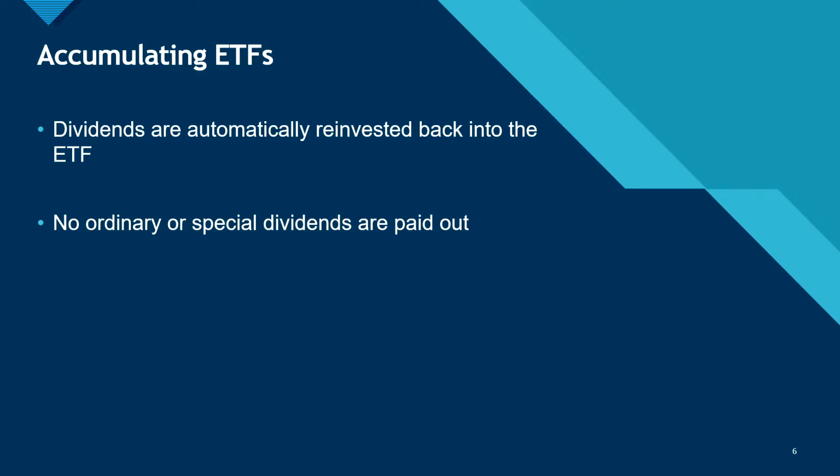Now, with accumulating ETFs, you don't receive any dividend payments. Instead, they are reinvested back into the ETF. This increases the ETF's net asset value, and therefore the share price will rise the same amount as a dividend reinvestment. And there won't be sudden share price drops on the distributing equivalent's ex-date.